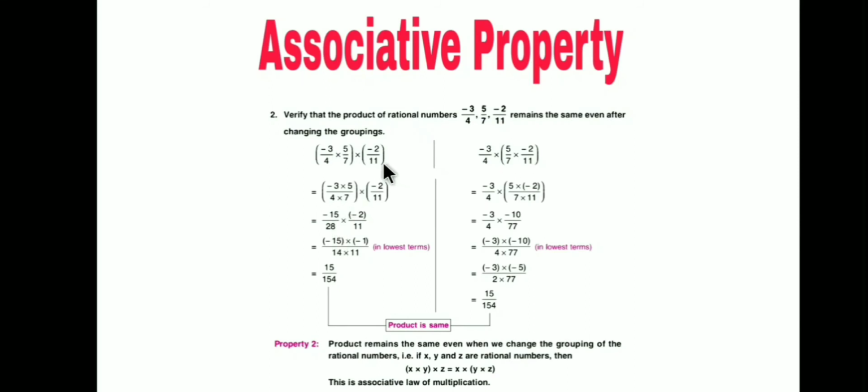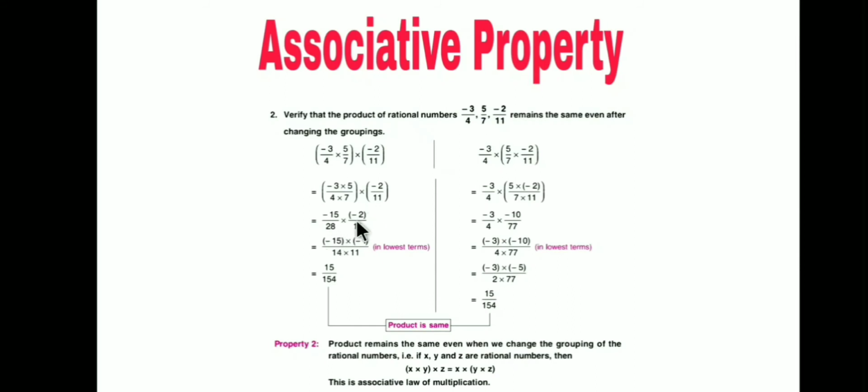Now our third rational number is minus 2 upon 11. To the product of the first two rational numbers, we will multiply the third rational number. It becomes minus 15 upon 28 into minus 2 upon 11. Now you can see that there are common factors between 2 and 28. We will divide both of them by 2.